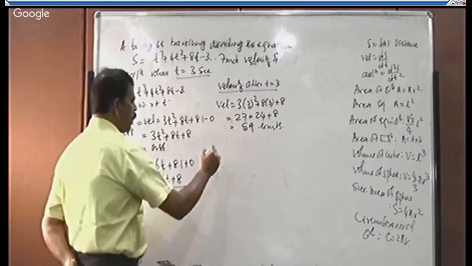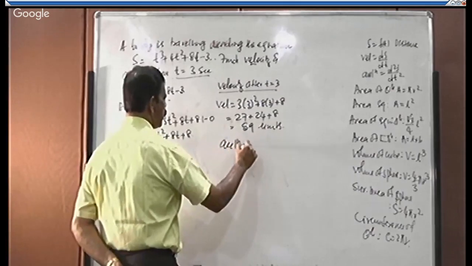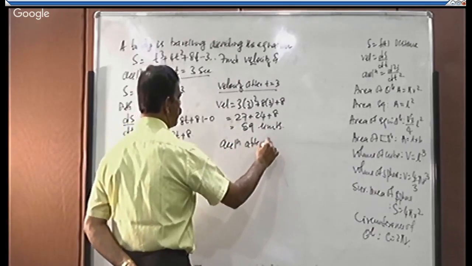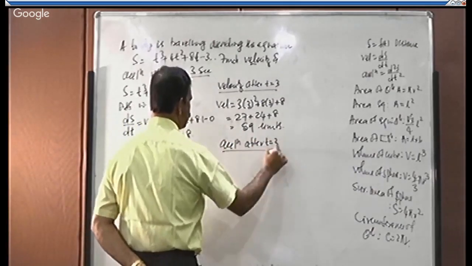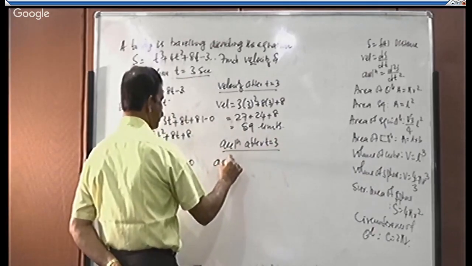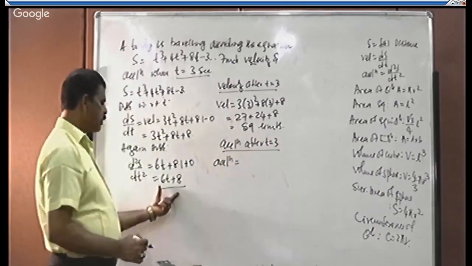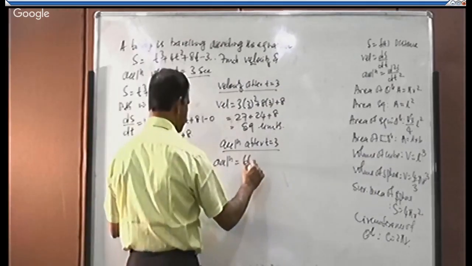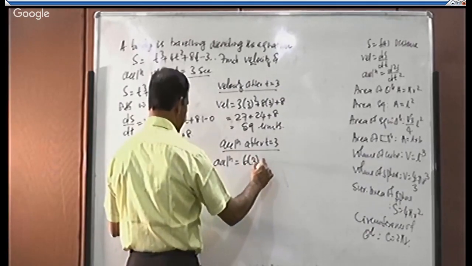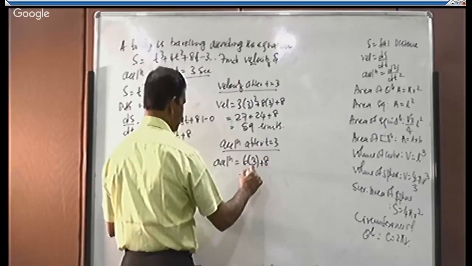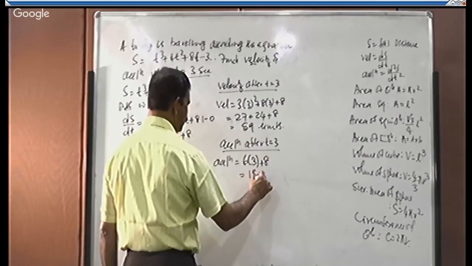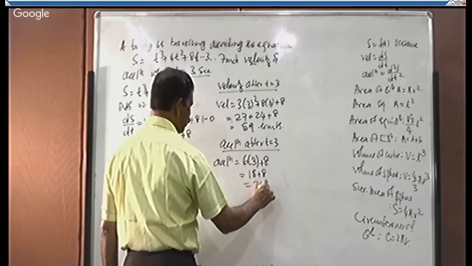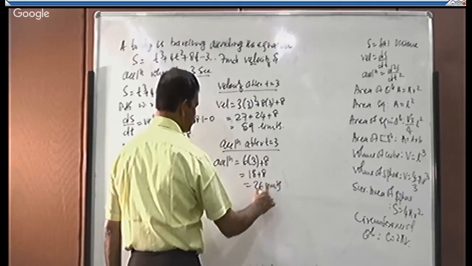Okay. Acceleration after t is equal to 3. Then acceleration is equal to, what is acceleration? It is 6t plus 8. 6 into 3 plus 8. 6 3s are 18 plus 8. It is equal to 26 units.